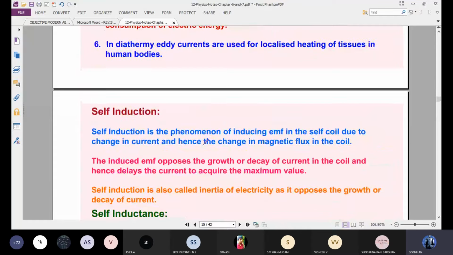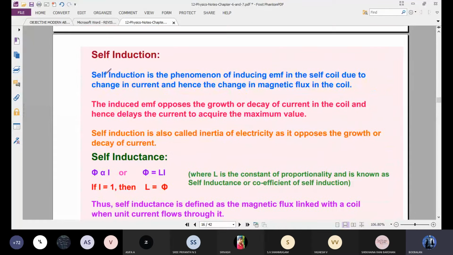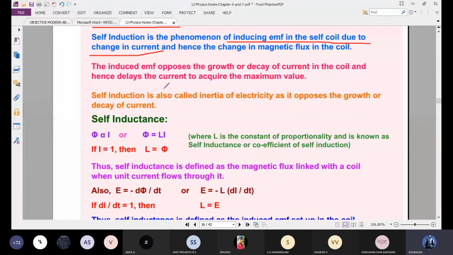So next one, self-inductance. The induced EMF in the coil due to the change in the current is the self-inductance. It is also called the inertia of electricity. Please note down this point.